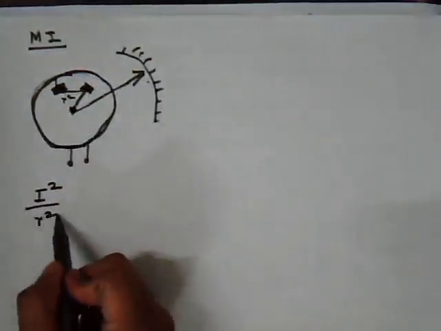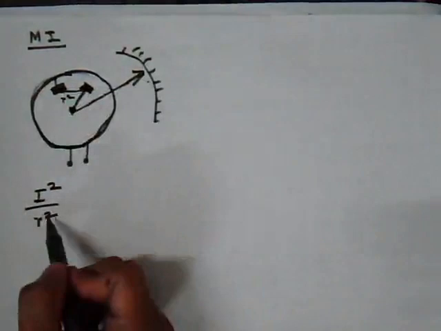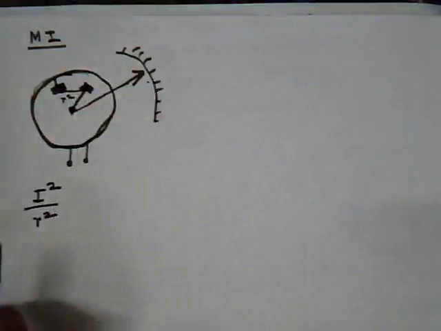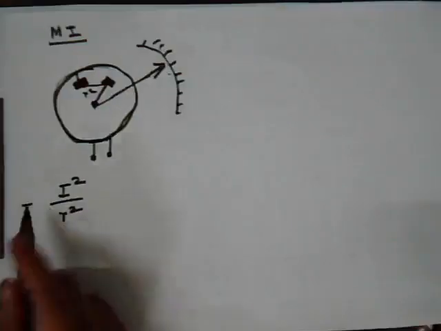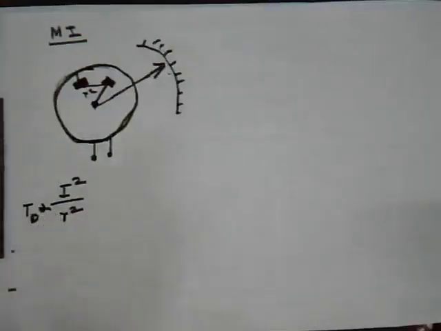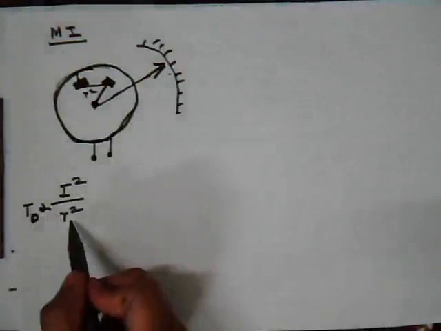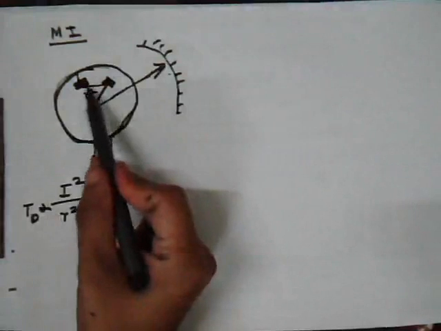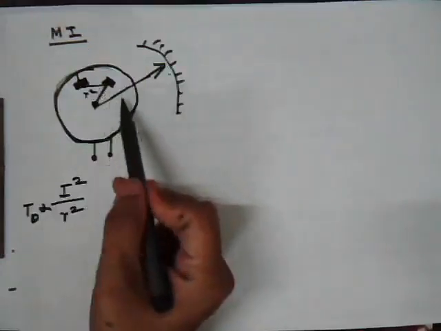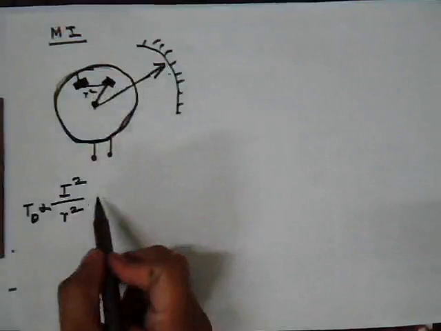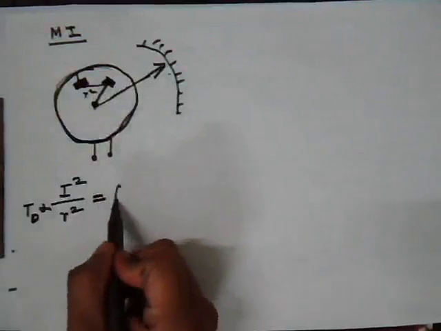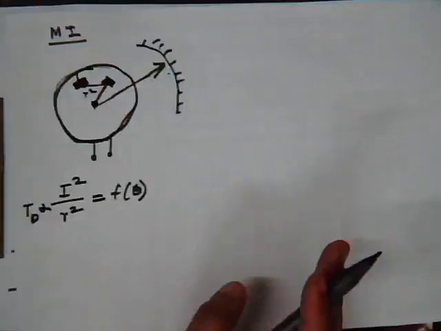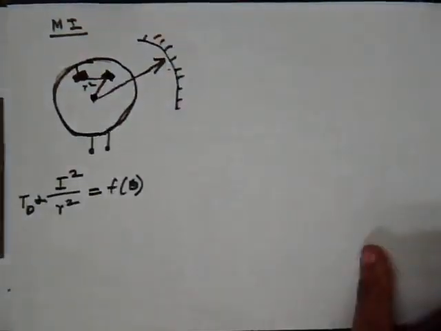For that I should put a 1 by r square, where r is the distance between these two bars. So the deflecting torque in this case, Td, is proportional to this. And then this r square is a function of theta. So basically, when theta changes, as the angle changes, this r changes, and therefore this is again a function of theta. So there are other constructions which are there in our book.